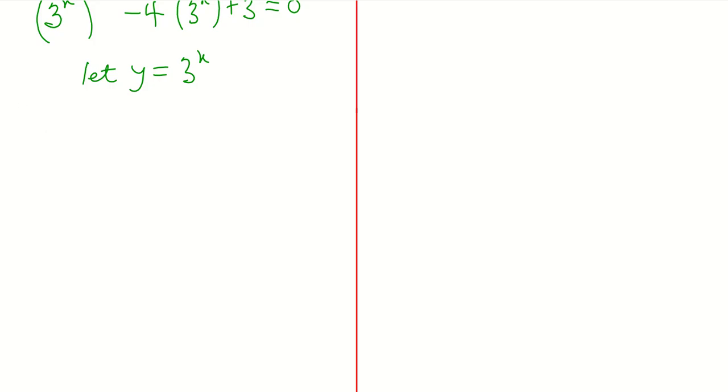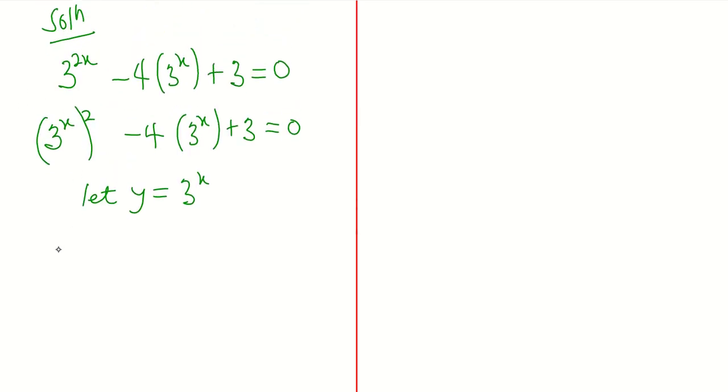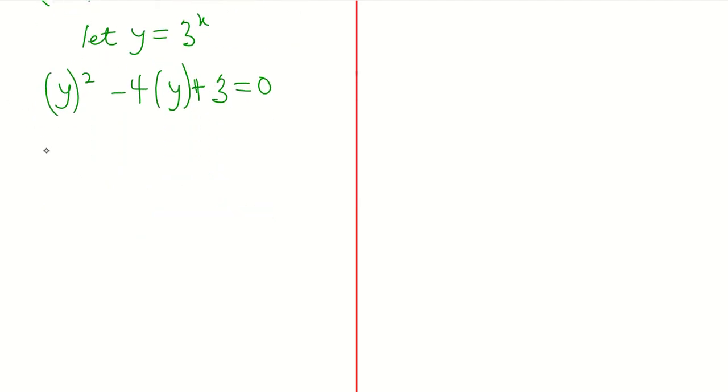So with the first one, we are going to have y all exponent 2 minus 4 multiplied by y plus 3, which is equal to 0. So at this point, we get y squared minus 4y plus 3, which is equal to 0. Having done this, this becomes a quadratic equation.